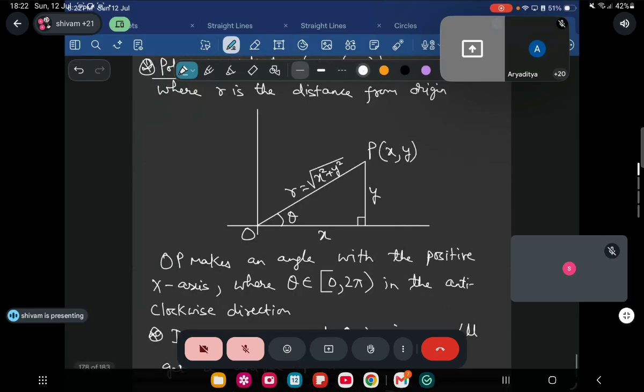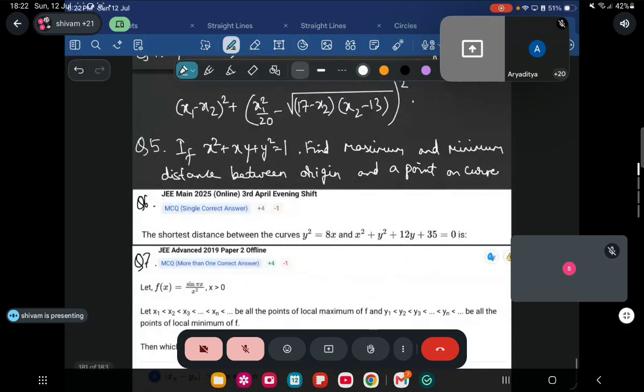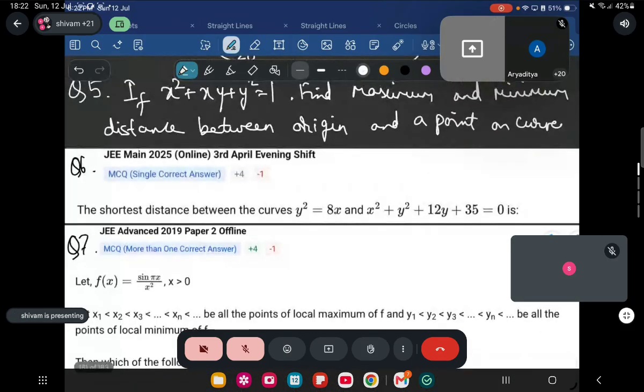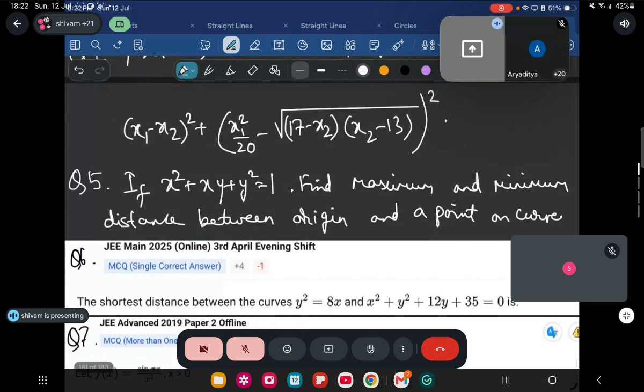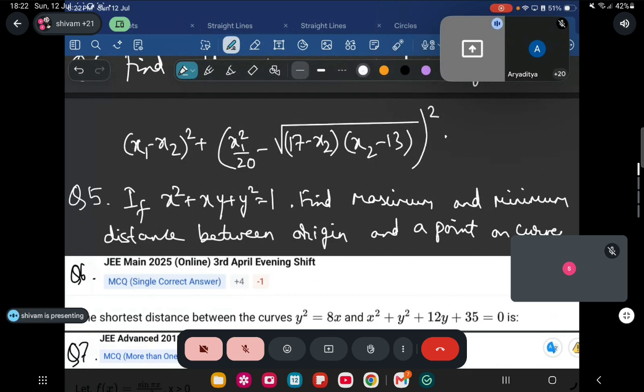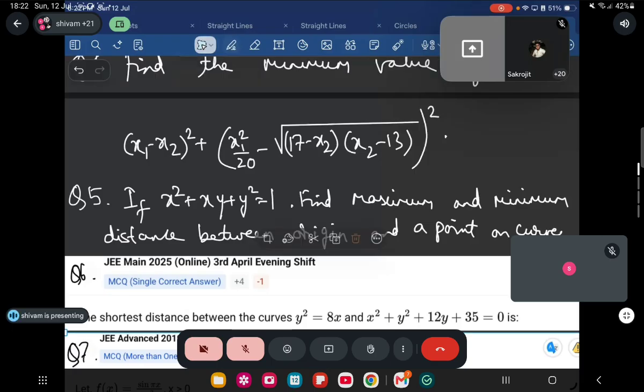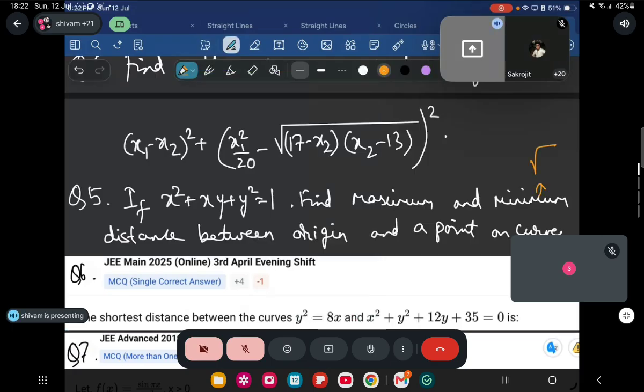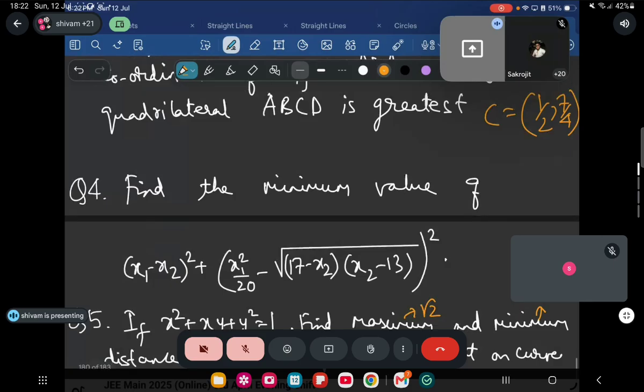Next, another problem. Number 5, minimum value. Minimum is, I guess, root 2. What did you people get? So minimum is root 2 by 3 and maximum is root 2. Right, tell me everyone. Minimum is root 2 by 3 and maximum is root 2. Acha, in the previous one, the minimum value, how much did you people get? 54 minus 20 root 2. Tell me, 54 minus 20 root 2.